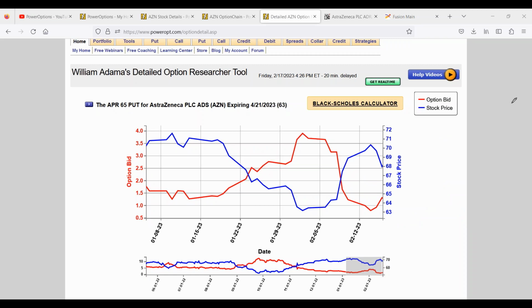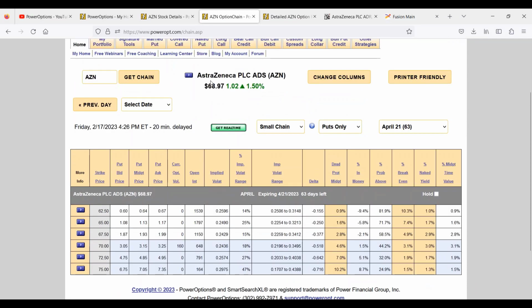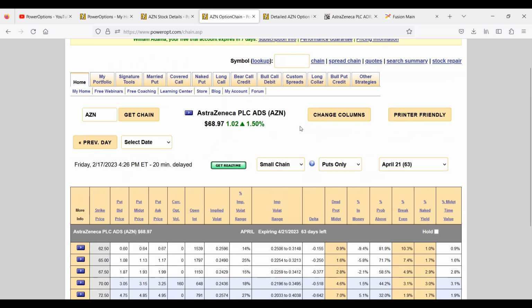Now, expected change. How can we evaluate this? Let's go back to the AZN option chain. We're going to take today's numbers, 68.97. Let's use that 67.50 strike, currently at around that implied volatility I mentioned of 0.25. It's at 0.2429. We'll keep that. But let's go ahead and go to the, I can't go there from here. I apologize. Let's go to the custom spread tool and buy an April 67.5 strike put. Let's just call it $1.95.